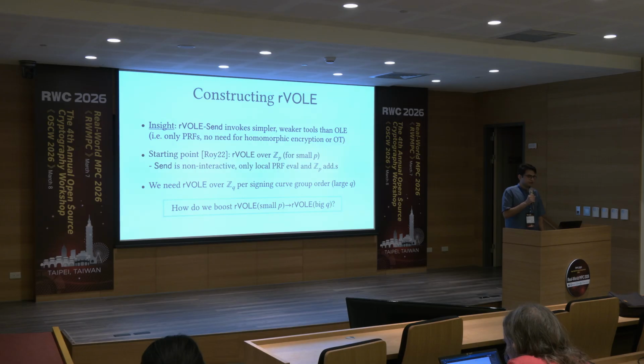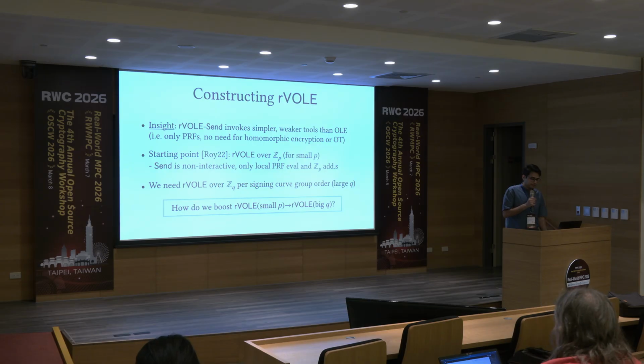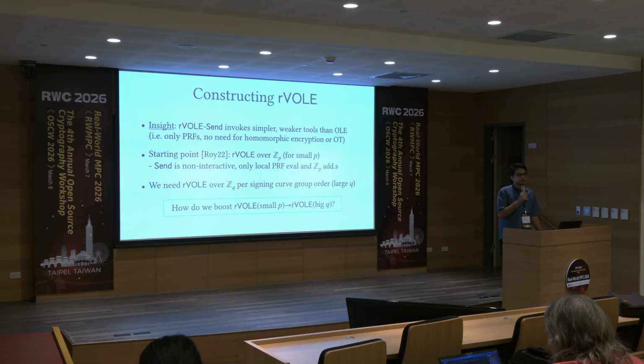And the starting point for how to actually instantiate this reactive VOLE is to look at this OT extension paper by Roy from '22, which gives what is effectively an R-VOLE for Z_p, like integers modulo p, where p is small. Small means asymptotically polynomial. And this actually already fits the structure. Sending is non-interactive, and you only need PRFs and so forth. But the reason why Roy's construction doesn't give us what we want is that it works only over small fields, but we want this for a large field. Right? It works with Z_p. We need Z_q, where q is a curve group order, basically. So how do we boost a small field VOLE to a large one, right, is the question.